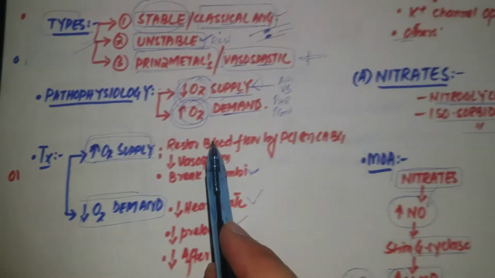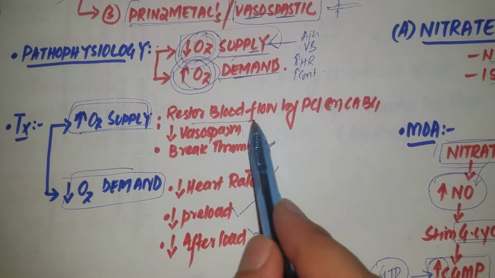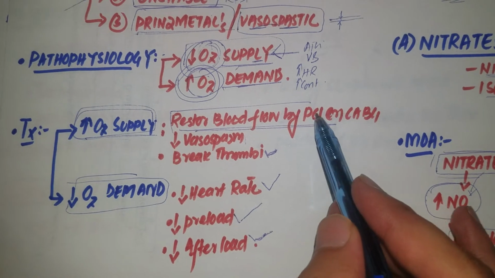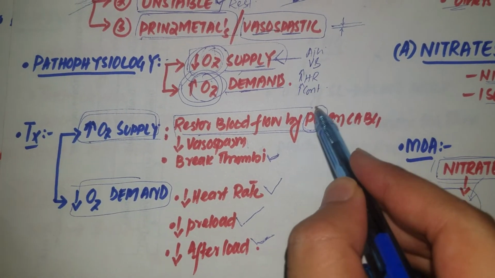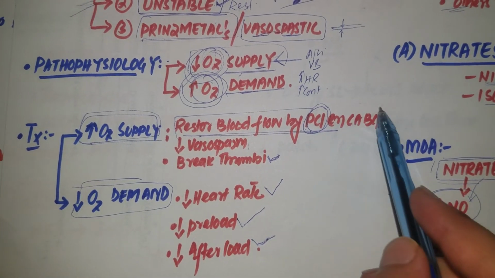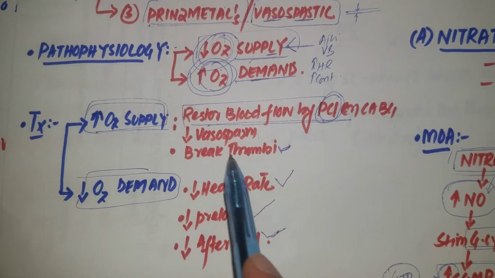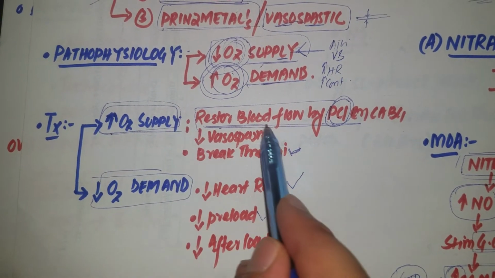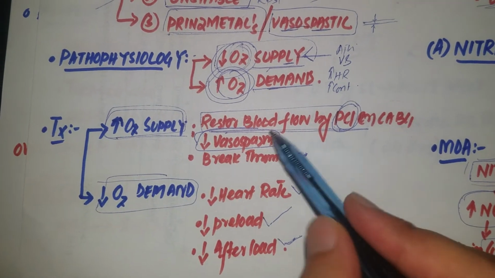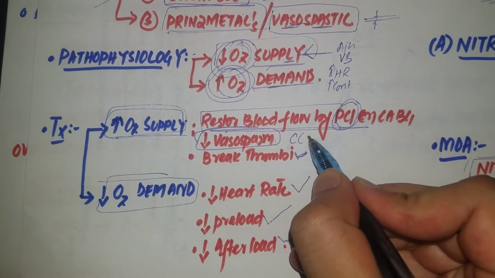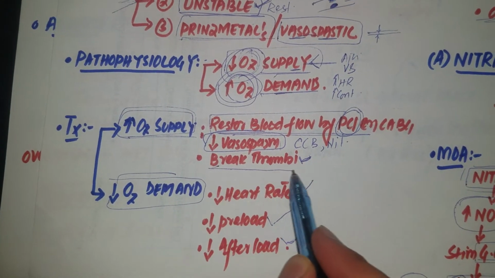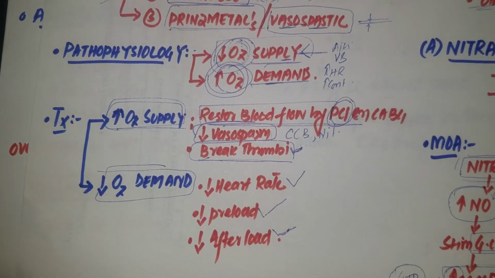For increasing oxygen supply, first we have to restore the blood flow to the heart, and this can be done by percutaneous coronary intervention, in which we put a stent inside the artery to restore the blood flow, or coronary artery bypass graft. The second one is to decrease the vasospasm. If there is any vasospasm which diminishes the blood flow to the heart muscles, we will treat this with certain drugs like calcium channel blockers and nitrates. The third one is to break the thrombi by thrombolytics like streptokinase.